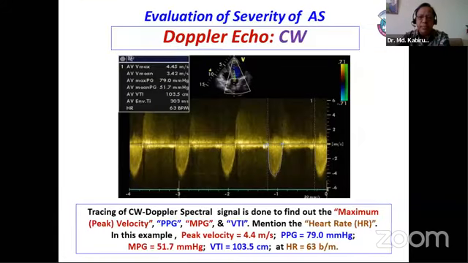So you will get this type of image by continuous wave Doppler, then you have to trace it. The tracing will give you the maximum gradient, mean gradient, and VTI of the tracing, and obviously you have to mention the heart rate at that time, because the gradient and velocity vary with the heart rate.